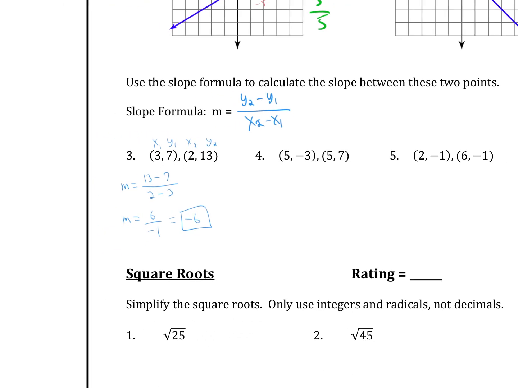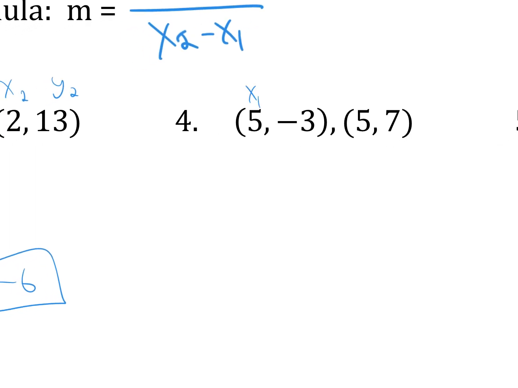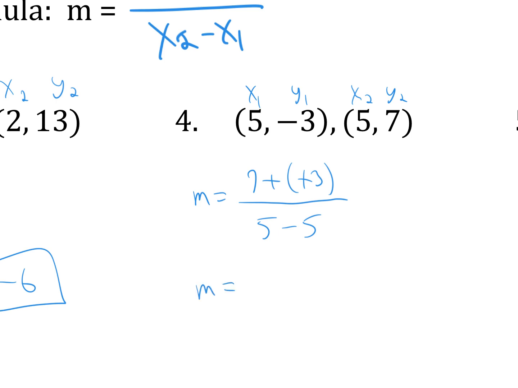I want you guys to try 4 and 5 if you need more practice here. All right, number 4, we got x1, y1, x2, y2. So we're going to do m equals. So we have y2 minus y1 is going to be 7 minus negative 3. Be careful, it's always minus negative 3. Or 5 minus 5. Okay? So now if we go ahead and simplify this here, how do we subtract a negative? That's chop, chop. So we get m equals, what's 7 plus 3? 10 over 5 minus 5 is going to be 0.